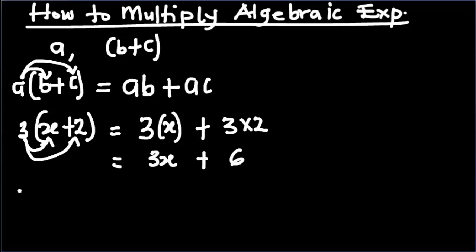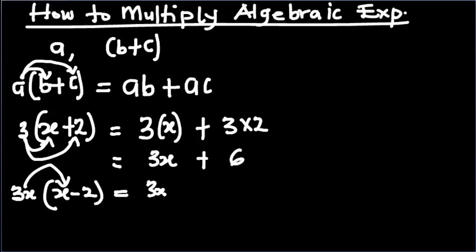Let's take another example. 3x multiplied by x minus 2, this will give us 3x multiplied by x, so it will be 3x squared, then 3x multiplied by negative 2, which will give us negative 6x. Okay, good.